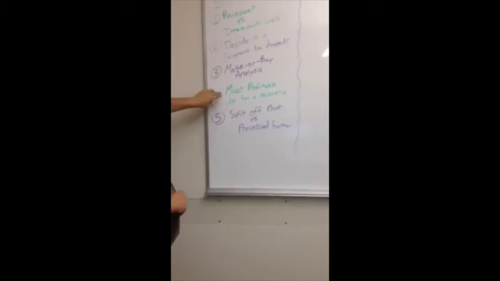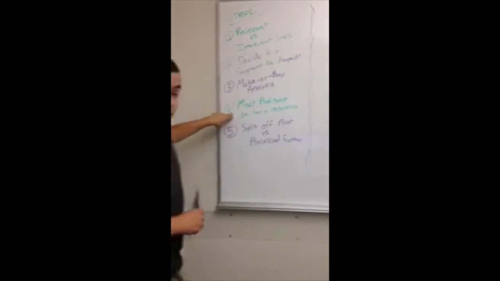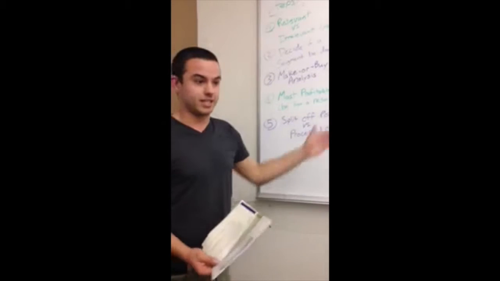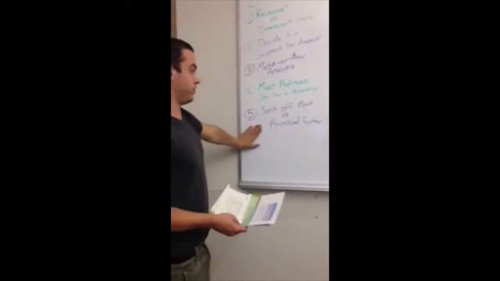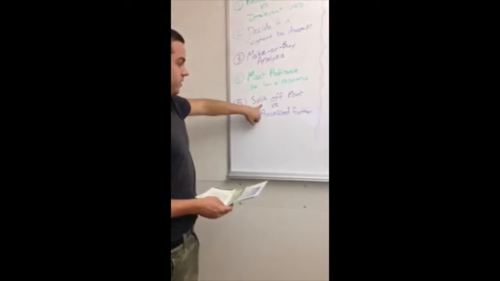And then you must decide what is the most profitable use for your resource. So if you are a company that has different lines of products, you must decide which line is most profitable for that top resource. And then your final thing is to decide whether to stop production at the split-off point or to process it further.